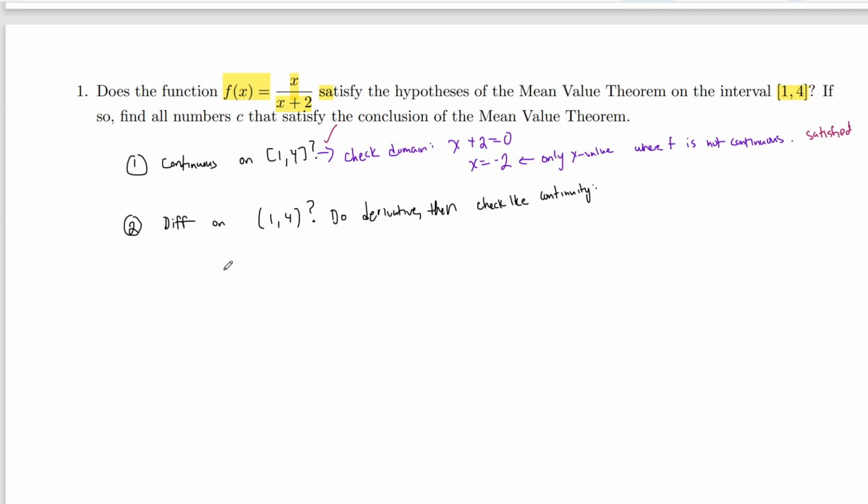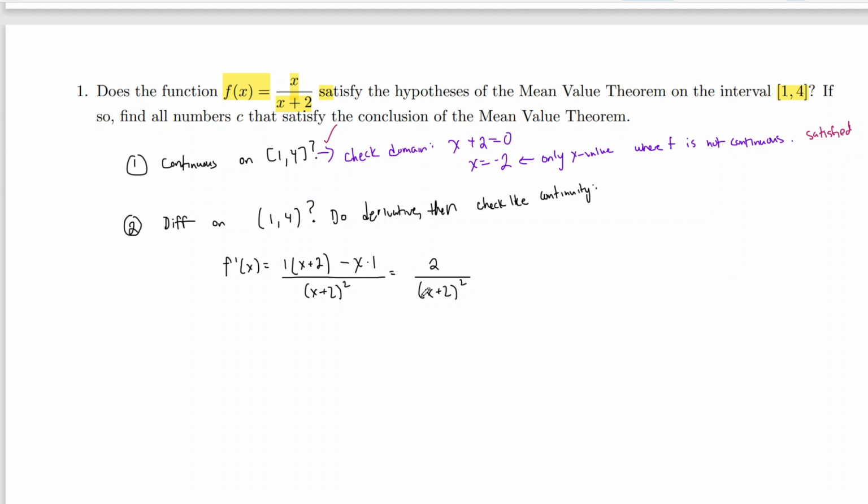All right, so let's go ahead and do the derivative. F prime of x equals the derivative of the top, which is 1, times the bottom, x plus 2, minus the top, x, times the derivative of the bottom, which is just 1, over the bottom, x plus 2, all squared. Go ahead and simplify. On the top, we've got x plus 2 minus x. Well, that's just 2 because the x's go away. We have 2 over (x plus 2) squared.